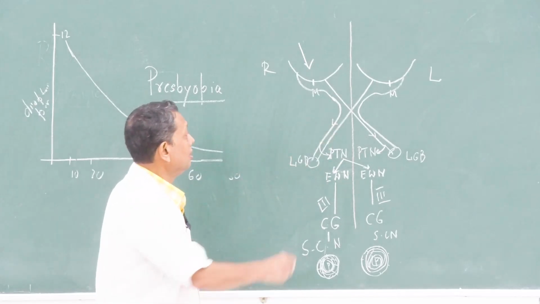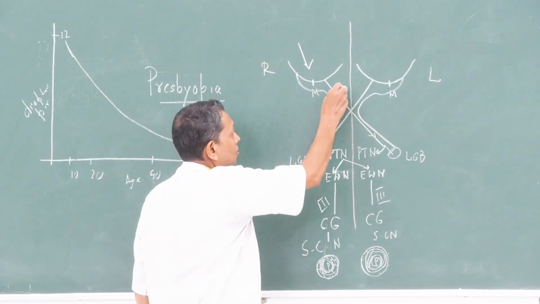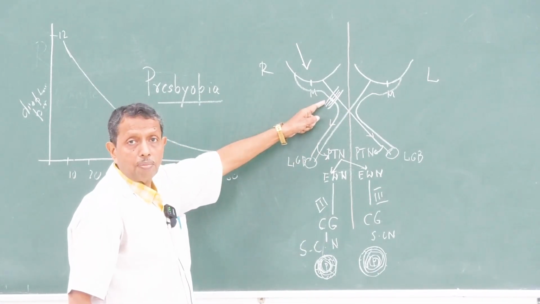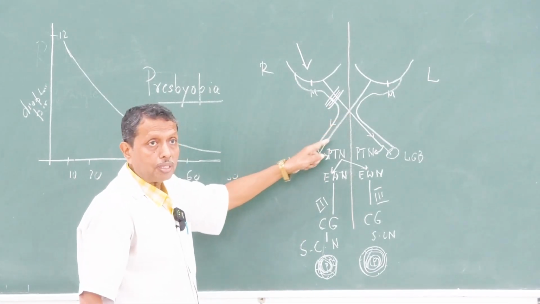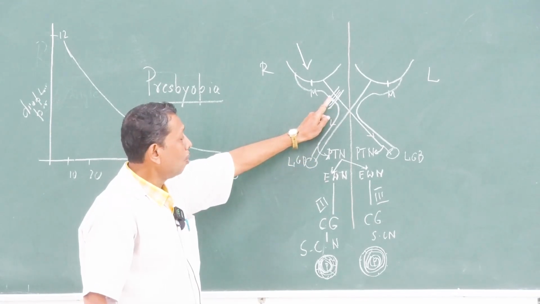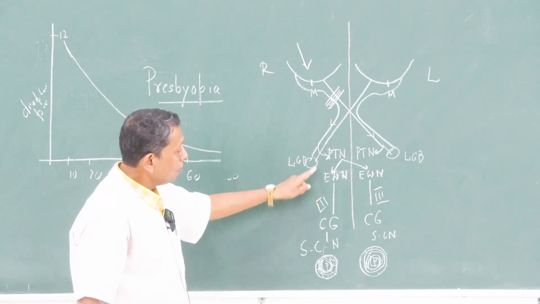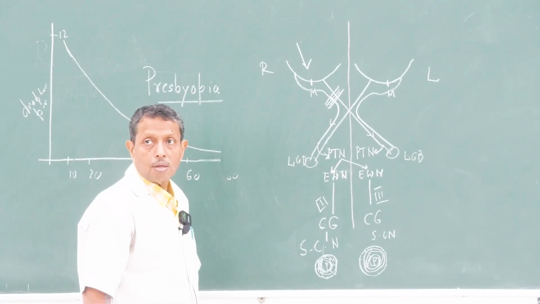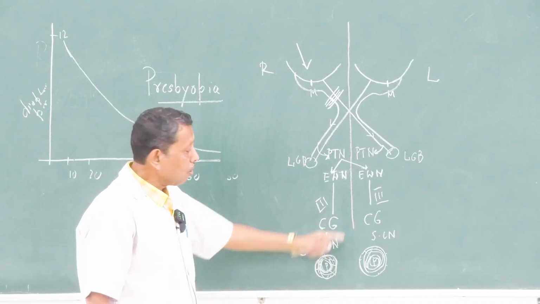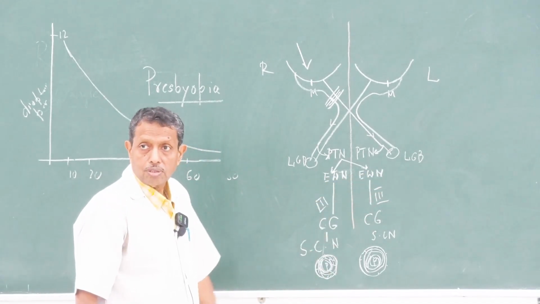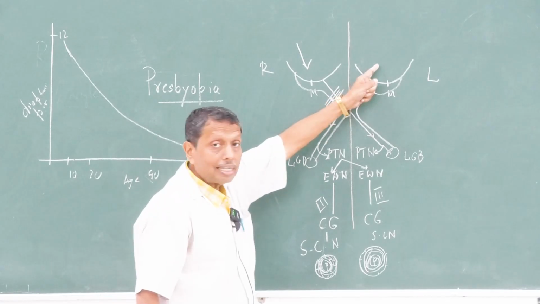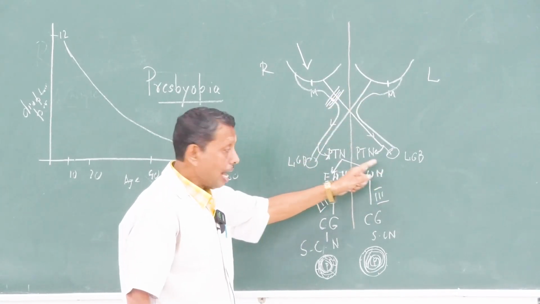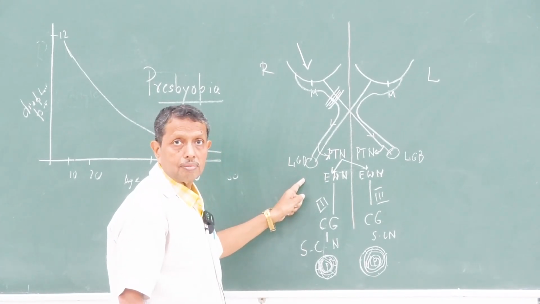Now if there is obstruction, in the optic nerve, the optic chiasma, or the optic tract. If there is complete lesion of the optic nerve, the direct light reflex of this eye will be lost, and even the consensual reflex of the opposite side will be lost. But if light is thrown in the other eye, you will have direct light reflex present in this and consensual light reflex present in this.